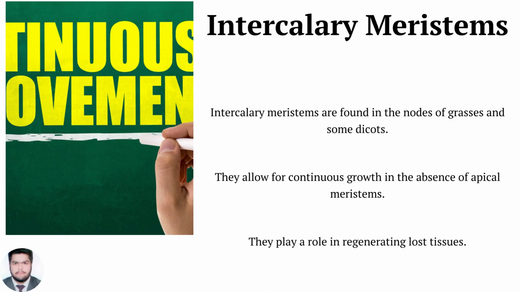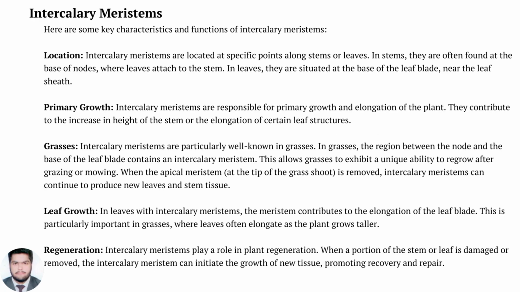Intercalary meristems. Intercalary meristems are found in the nodes of grasses and some dicots. They allow for continuous growth in the absence of apical meristem. They play a role in regenerating lost tissue. Intercalary meristems. Here are some key characteristics and functions of intercalary meristems.